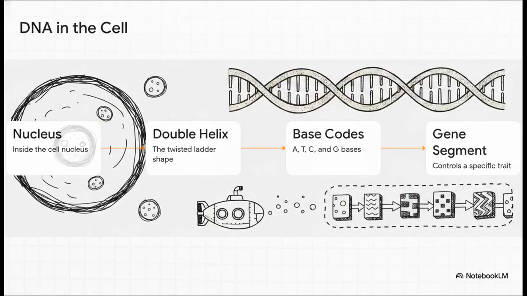Okay, let's physically visualize this journey. Imagine we're hopping into a microscopic submarine and diving deep into the body. First stop, we enter the cell's nucleus. Second, we see that absolutely incredible twisted DNA double helix structure just floating there. Third, we zoom in even closer to read the specific A, T, C, and G base codes that make up the rungs of that ladder. And finally, fourth, we identify a specific gene segment, a little cluster of those codes all working together to control a single trait. It's just a total masterpiece of microengineering.